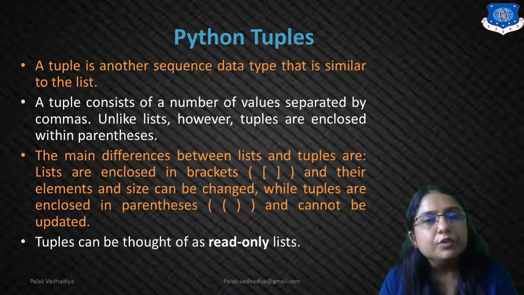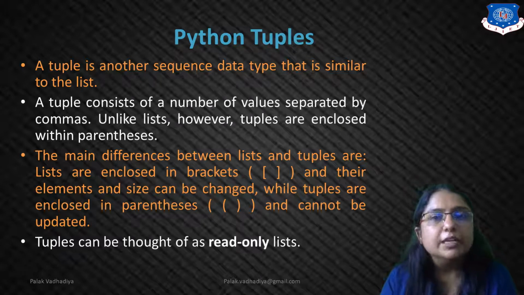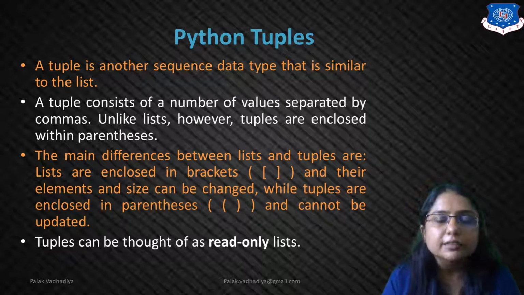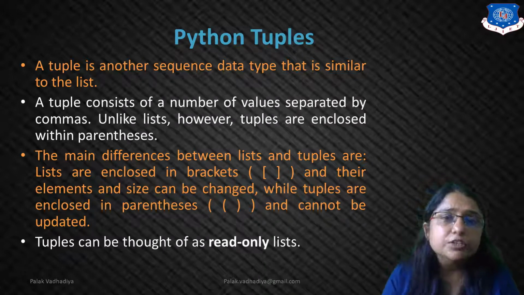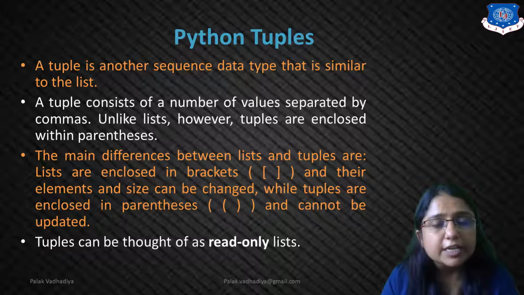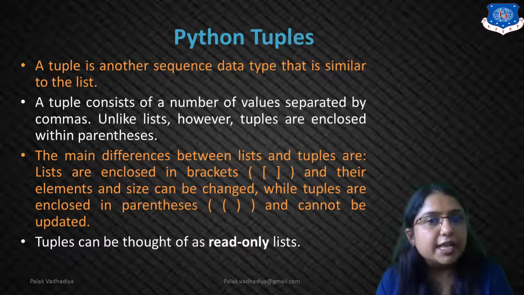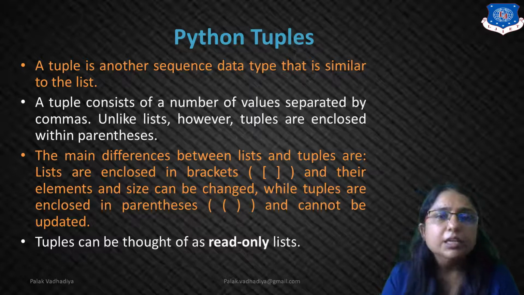For example, if you define tuple1 equal to ABC, comma, 1, 2, 3, comma, 4, 5, 6, like that. Now if I want to change the first element from ABC to XYZ, that is not possible with the help of the tuple. But yes, you can do it in a list.